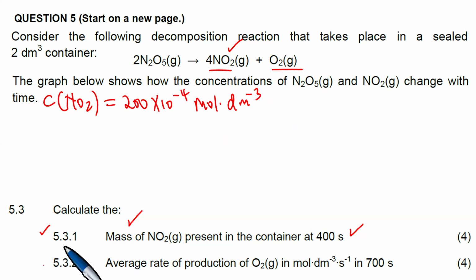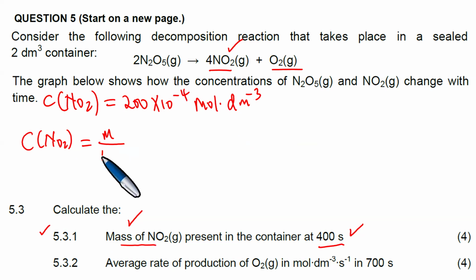That is the concentration, and the time is 400 seconds. We know that, but we want to find the mass. So it's easy. When I say concentration of NO2 gas, it is mass over molar mass. What is the concentration? It's 200 times 10 to the minus 4 equals the mass.